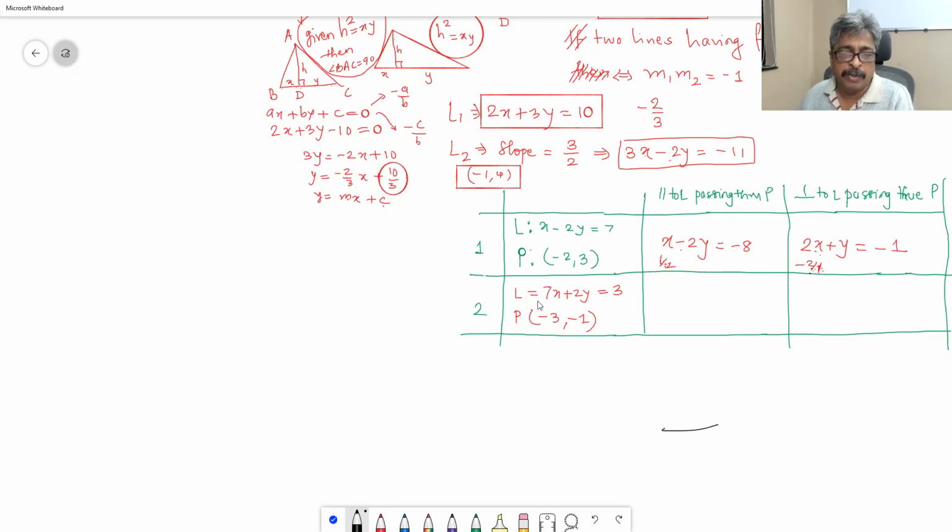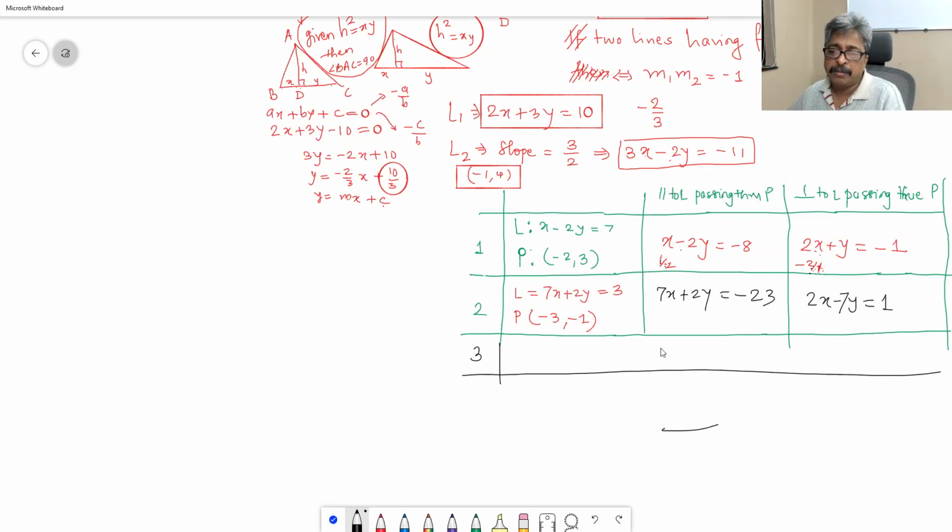Similarly, in the second problem, 7x plus 2y is equal to 7 into 3 minus 2 into 2, that is 21 minus 2, which is minus 23. Now, 2x minus 7y is minus 6 plus 7, which is 1. It is that quick. Let me do it one more time and then we do some other line.